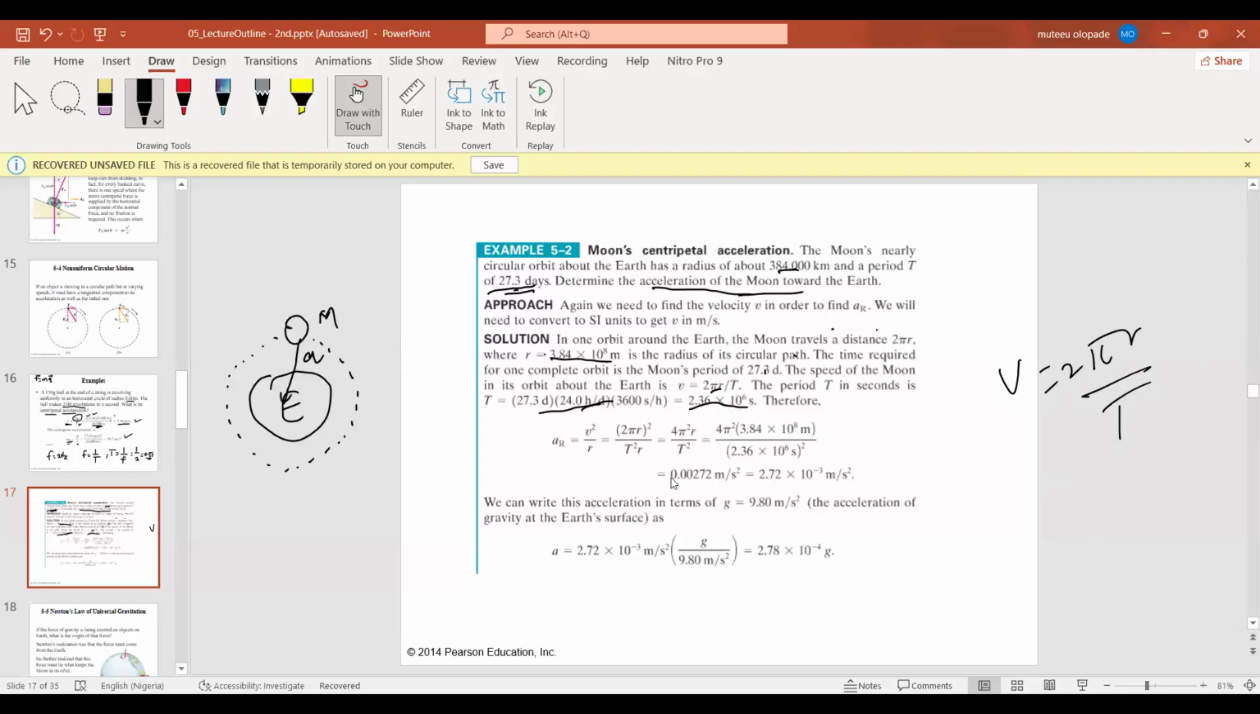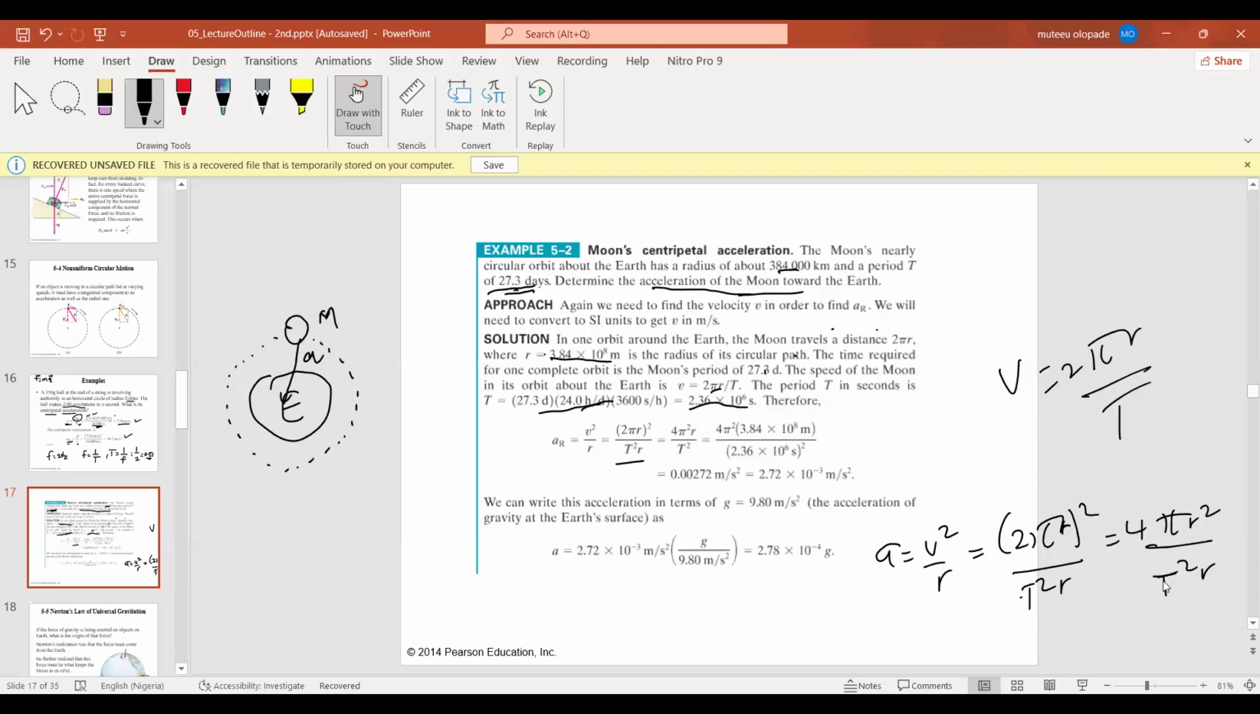So in order for us to calculate the acceleration, what has been done here now: acceleration is given as v squared divided by r. But mind you, our v is equal to 2 pi r over t. So if you substitute that in, that will be (2 pi r) squared over t squared, multiplied by r. If you break this down further, you have 4 pi squared r squared divided by t squared r.